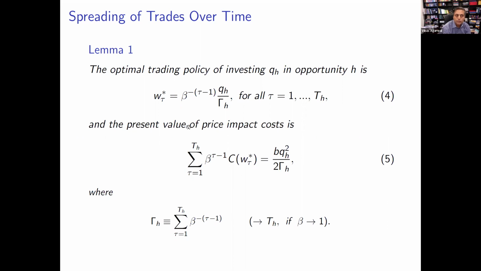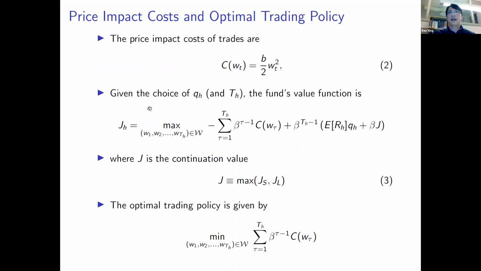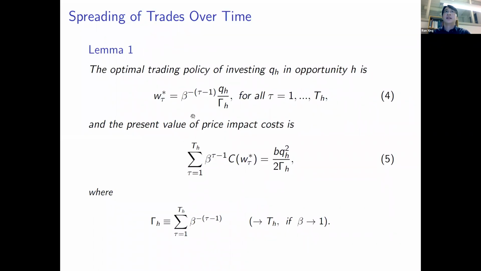Now let me continue with the model. For the model part, we first solve the optimal trading policy to minimize the present value of the trading cost. The optimal trading policy is given by Lemma 1. The intuition is quite simple. That is, the funds will spread their trades over time and also take the discounting factor into account. Here the optimal trading policy of investing QH in opportunity H is given by W tau star, which is QH divided by this parameter called gamma H.